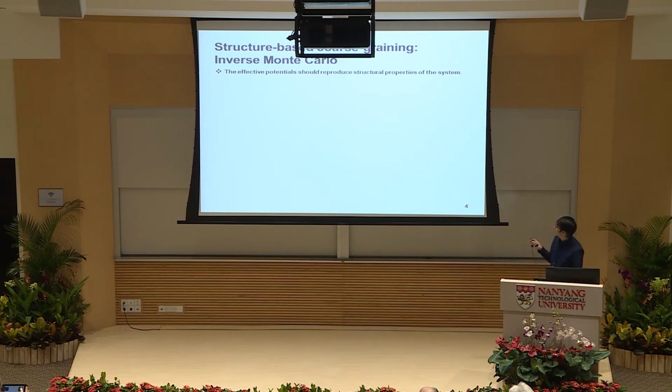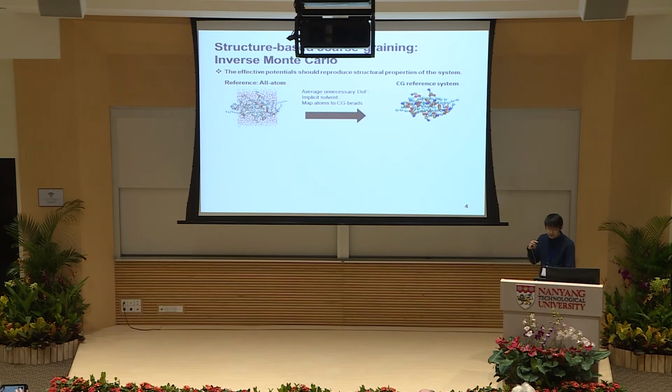The goal of the structure-based coarse-graining method is just to get effective potentials that can reproduce the properties of your system, specifically structural properties. So first of all, you should have a reference system. More likely, it's an atomistic model, which is probably the most widely used model right now. And then you have to define your mapping rule. In this step, you can remove all unimportant degrees of freedom.